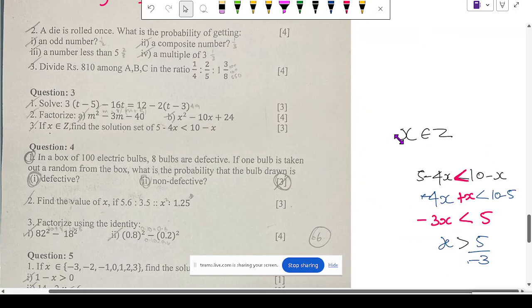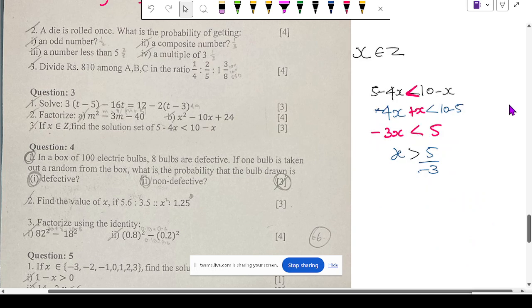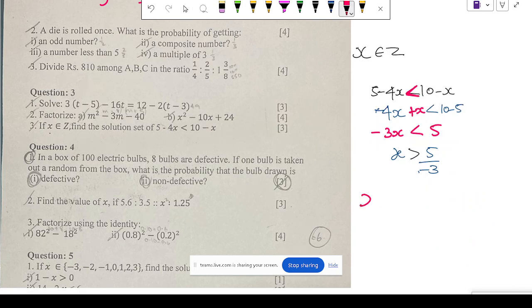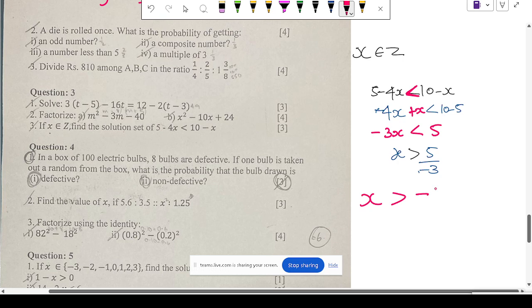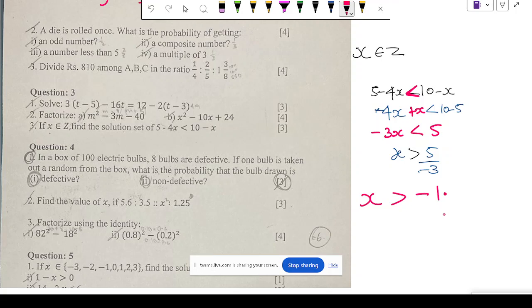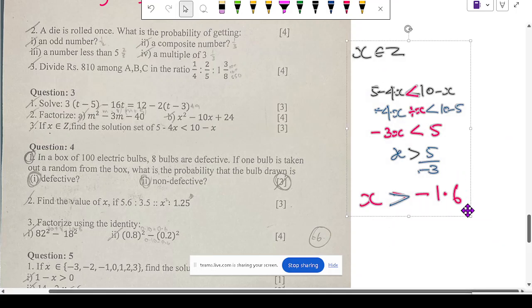What do you get for 5 divided by 3? X is greater than minus 1 point. Try this, Kia. 1.6. It goes on, right? 1.666 it goes on. Yes, sir. So take it as 1.6. Now, which side is the arrow facing towards, left or right, in equation? It's pointing to the right side, sir. Right side, correct?